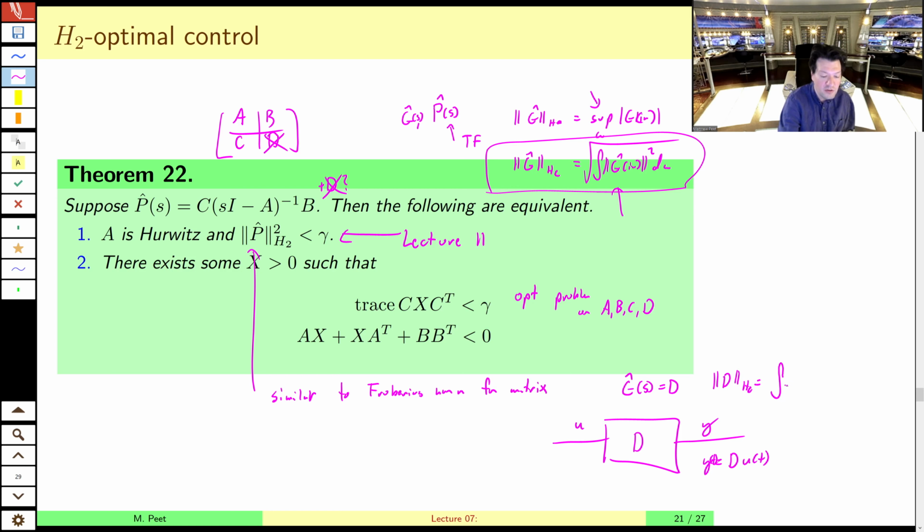It's the integral along the imaginary axis of G of i omega, but of course there's no omega, so it's just the integral of D, really D transpose D, d omega, from 0 to infinity. And of course, you integrate a constant from 0 to infinity, and the result is infinity. So the H2 norm of a matrix is infinity.